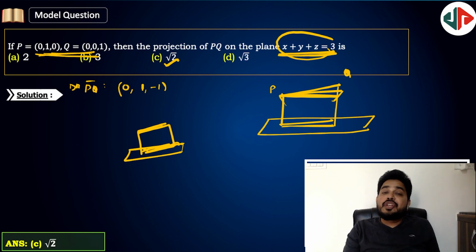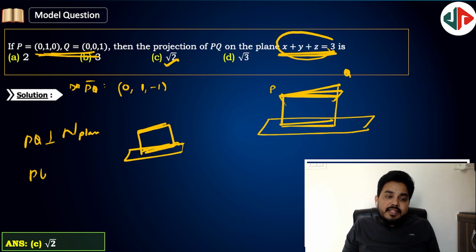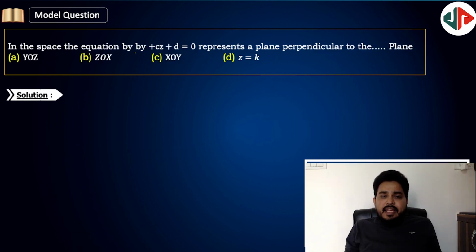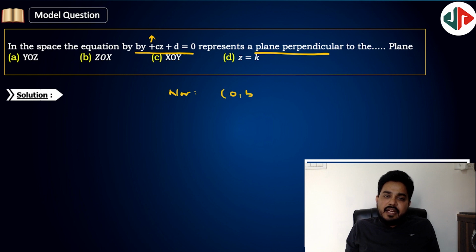Why? Here PQ is parallel to the plane. PQ is perpendicular to the normal of the plane, and PQ is parallel to the plane. By + Cz + D = 0 represents a plane. The DRs of the normal will be 0, B, C.